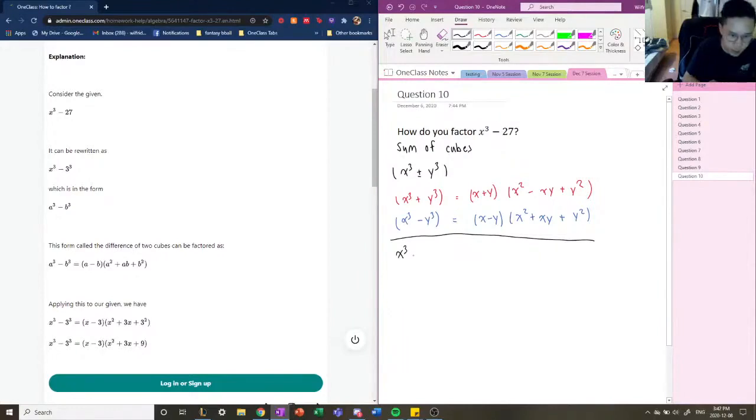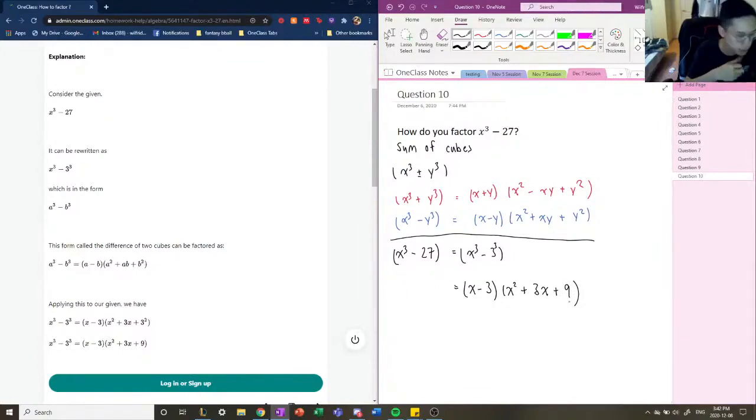So x cubed minus 27 can be written as x cubed minus 3 cubed. Okay, now that we can clearly see that we can use the sum of cubes to factor this, we use our second rule and write it out as x minus 3 times x squared plus 3x plus 9. Okay, so that's how you use the sum of cubes to factor any cubic polynomial.